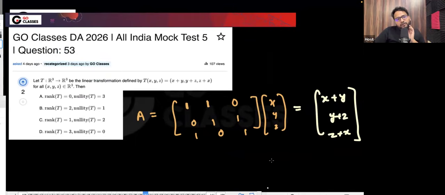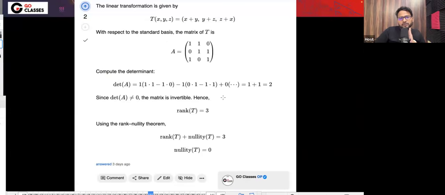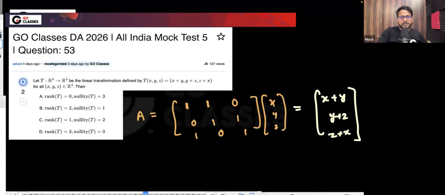Now they're just asking you to find the rank and nullity of this matrix. You can find the determinant, and here the determinant comes out non-zero, so rank is 3. Also without the determinant you can see that if one row has a 0 where the others are not 0, it is linearly independent of the others, and this holds for each row, so rank is 3 only, and hence nullity is 0. It was a simple question. Rank is 3 and nullity is 0, so D is the correct answer.